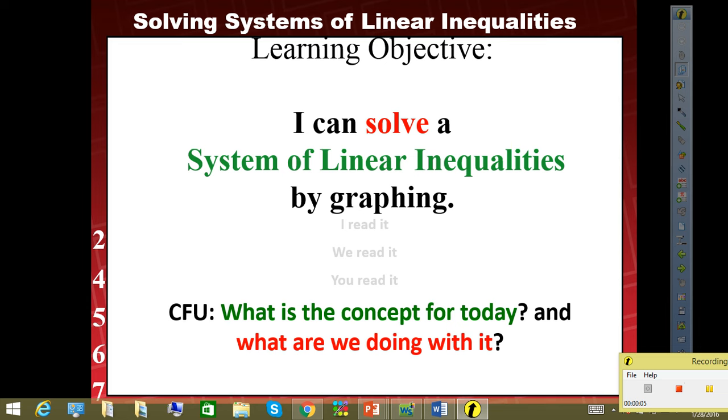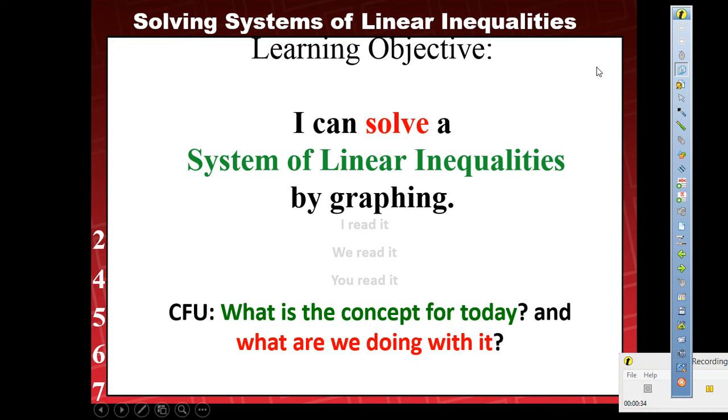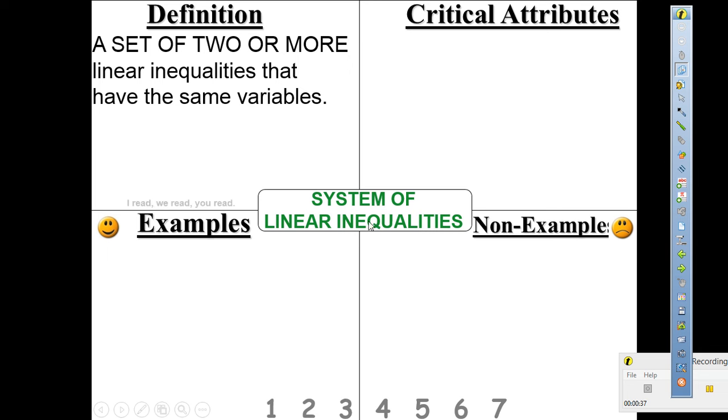Yeah, polynomials. So, with that said, what are systems of linear inequalities? Systems of linear inequalities are a set of two or more linear inequalities that have the same variable. A set of two or more linear inequalities that have the same variable. Once again, systems of linear inequalities, the set of two or more linear inequalities that have the same variable.